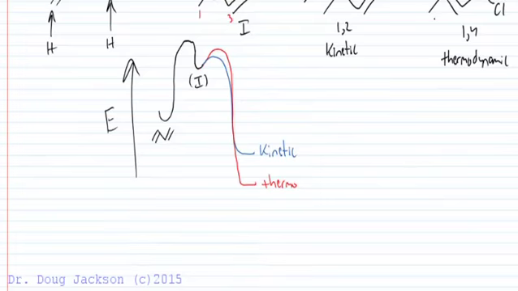What if it's not symmetrical like butadiene? What if we have this system, or this alkene? Well, at this point, if we treat it with acid, adding hydrogens to the outside to form allylic cations, we can form two different cations.